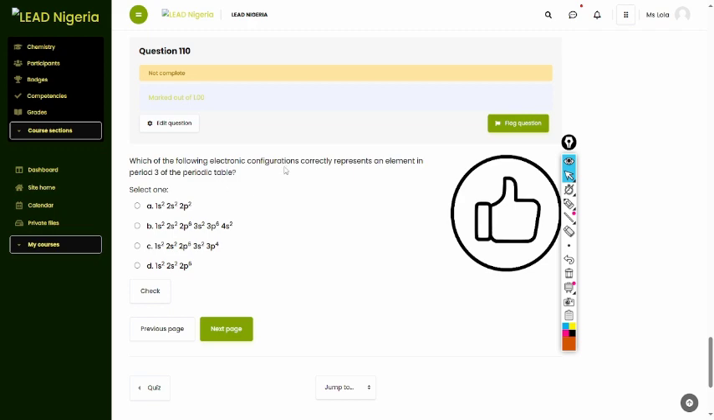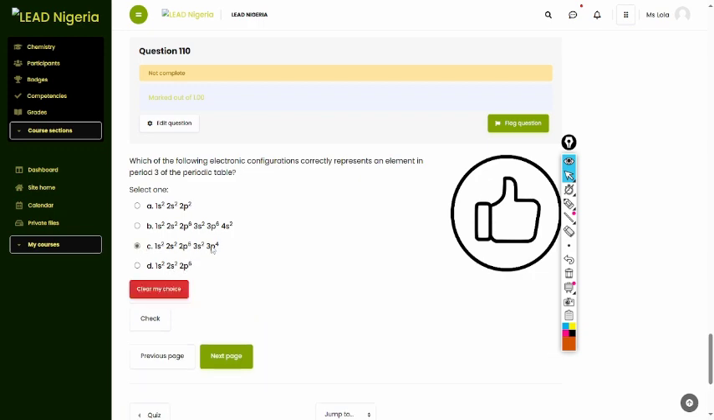Which of the following electronic configurations correctly represents an element in period 3 of the periodic table? So you can figure out the period of an element from the configuration by looking at the highest coefficient we have here. The highest here is 2, so this element belongs to period 2. The highest here is 4, so it belongs to period 4. The highest here is 3, so this belongs to period 3. So the answer is C. It has 3 electron shells. This has 4, this has 2, and this has 2. So the correct answer is C.